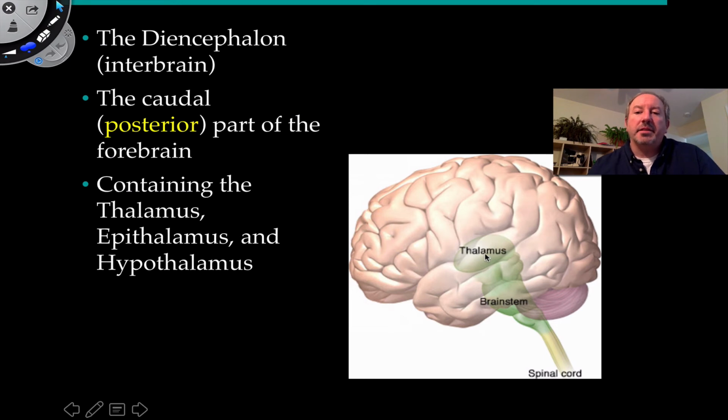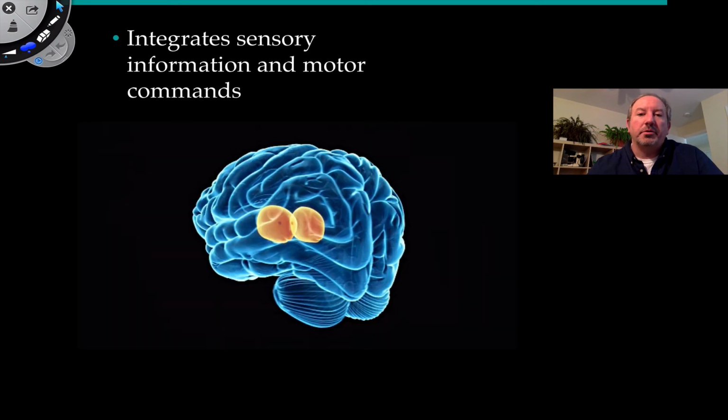And it does contain the thalamus and the epithalamus and the hypothalamus. Epi means upon or on top of, and hypo means below. So it's going to be below the thalamus. Hypothalamus is not pictured in this photo right there. And so what the thalamus does is it integrates and it routes information. And what does it do? It integrates sensory information and motor commands. And so it's kind of a router. It's disseminating, if you will.